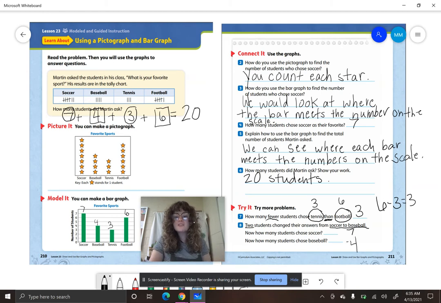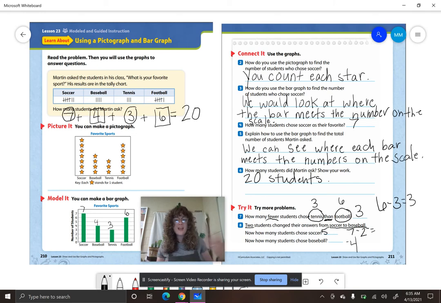Now, we know that 2 friends changed their answer. So soccer, is that going to be greater or less? If people change their answers, that means that we are losing students that chose soccer. How many students change their answer? 2. So we have 7 that at first chose soccer, but then 2 changed their minds. So how many students chose soccer now? We had 7, 2 changed their minds. So we have 5 students that chose soccer.